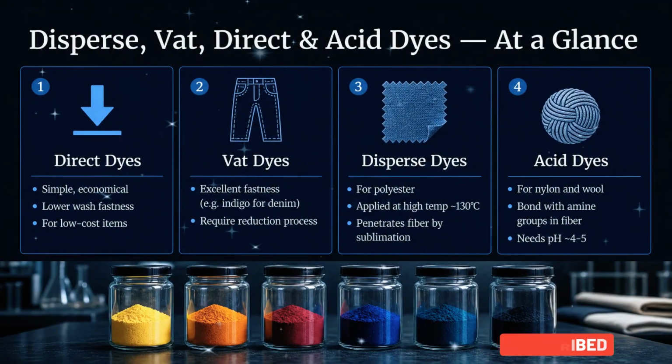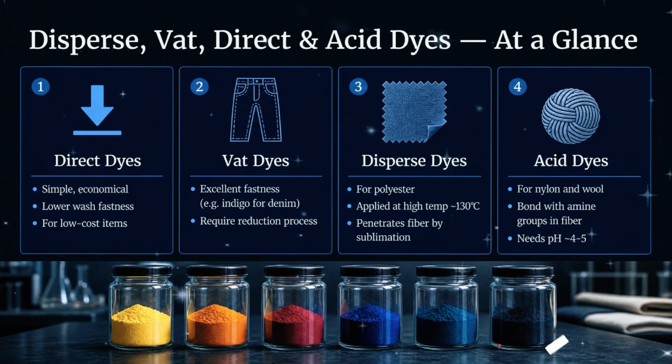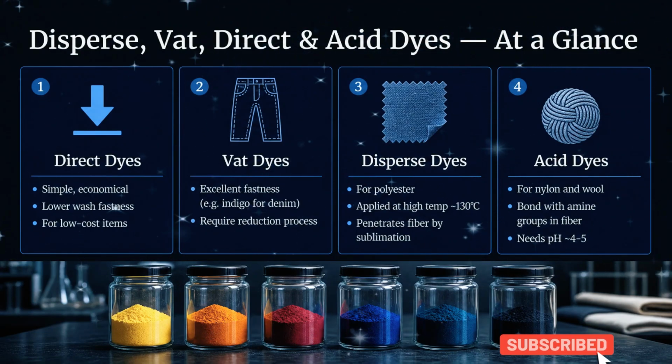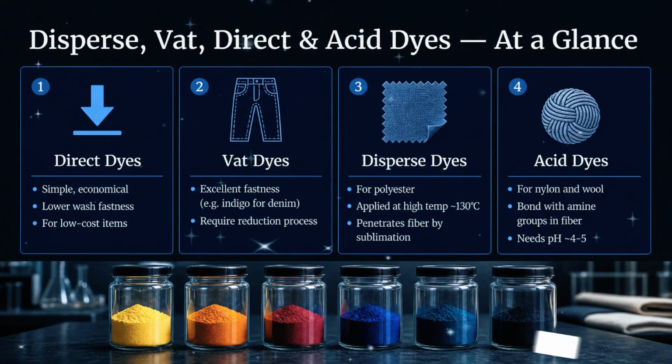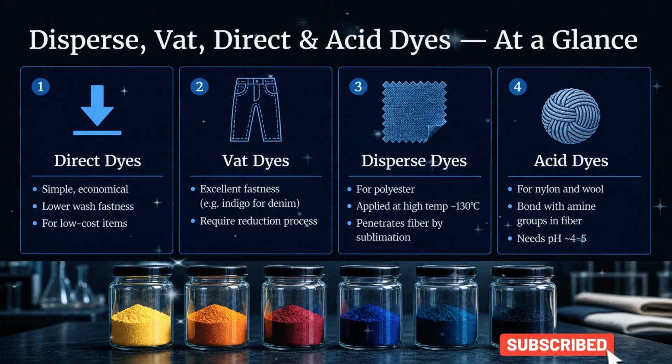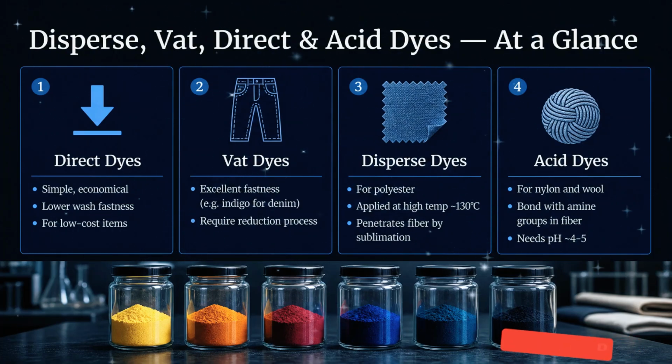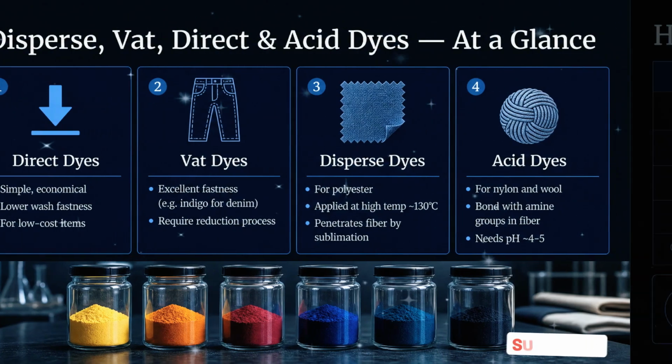Here is a quick look at other major dye classes. Direct dyes are simple and economical but have lower wash fastness. Vat dyes offer excellent fastness, but require a reduction process. Dispersed dyes are for polyester and applied at high temperatures. Acid dyes are used for nylon and wool, bonding with amine groups and requiring a pH of 4 to 5.